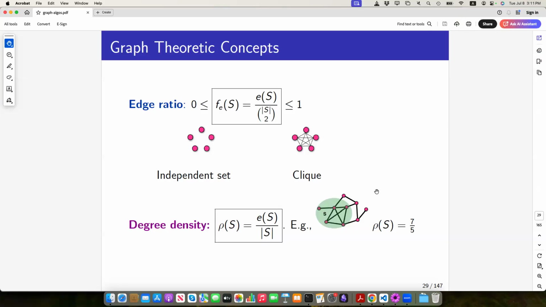And here is the degree density as an example. Let's say this is my graph. If my set S consists of those 5 nodes, then I have 6 edges from the clique plus 1, 7. So I have 7 in the numerator. You can actually notice that those 3 edges are not counted because they're not induced. One endpoint is inside and the other outside. So we have 5 nodes, so it's 7 over 5.